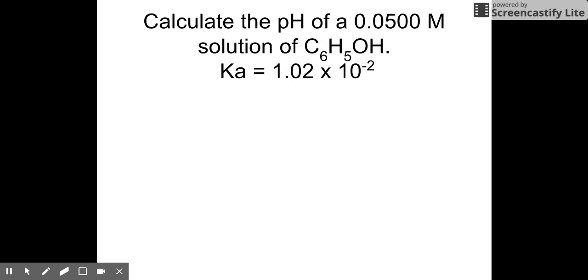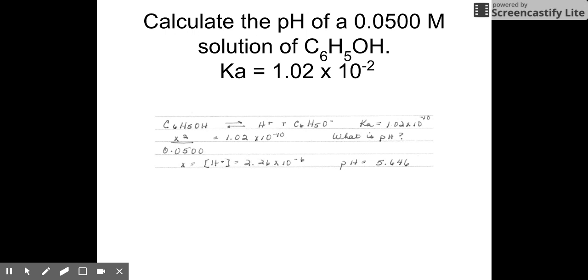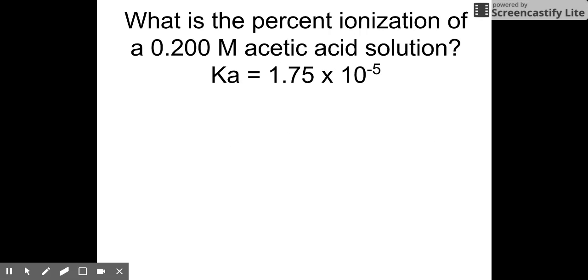One more, you can see here, same kind of a question, so I'm going to just not bother to explain it. You can just take a look at the solution, but it's X squared over the initial concentration of the acid. That gives us the hydrogen ion concentration, and then we take the negative log of it to get the pH.